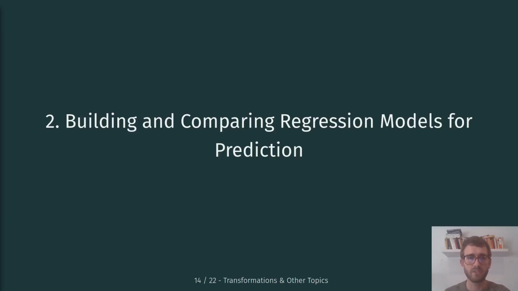In the next video, I'm going to talk about building and comparing regression models for prediction.